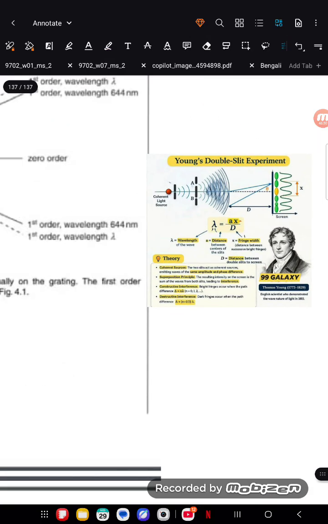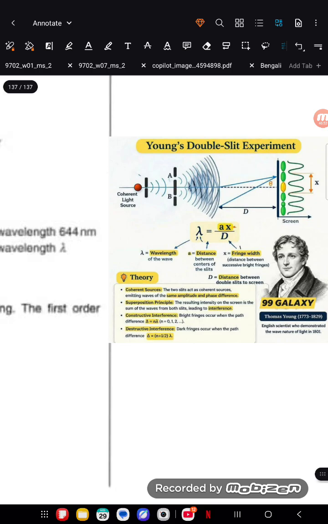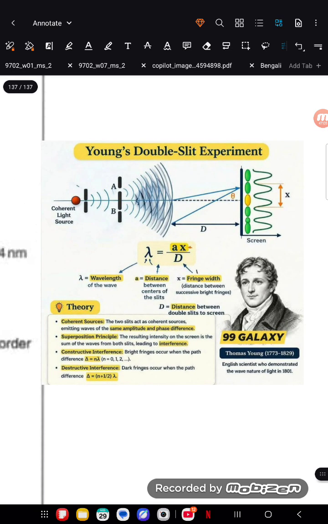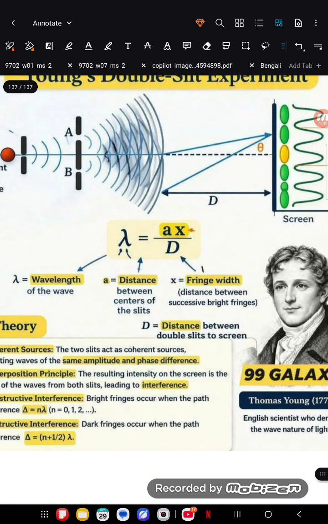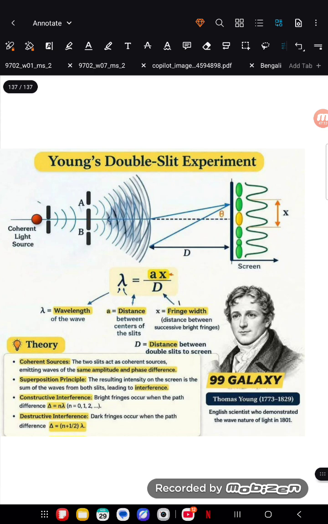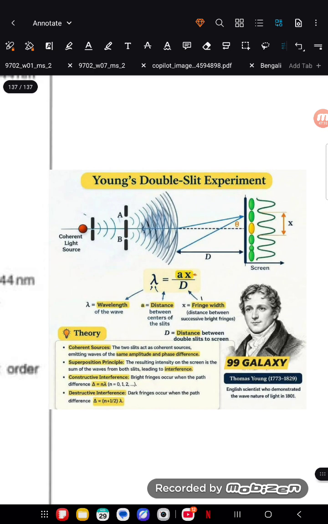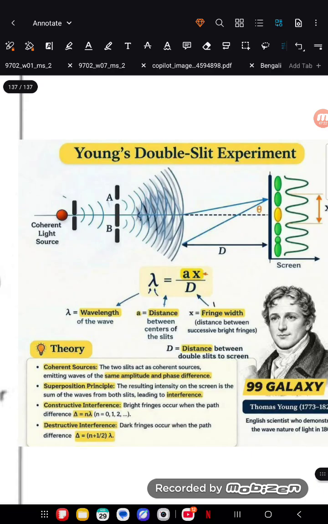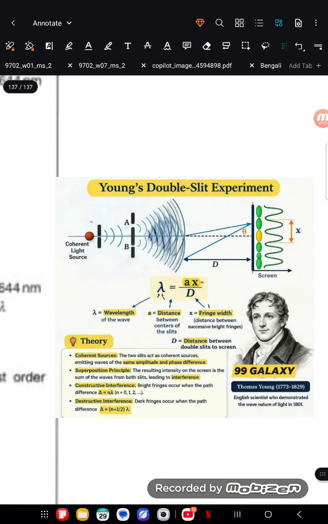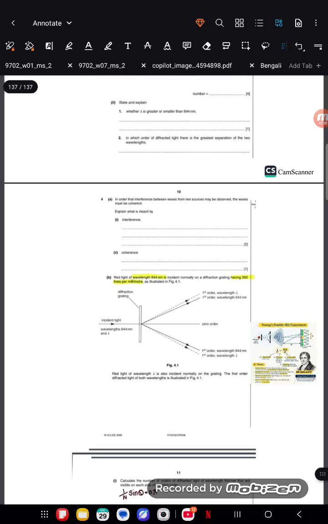So basically there are two formulas. One is this. You have to understand each and everything. Here the wavelength they always give you in nanometer, so you have to change into meter. The x means the distance between two bright fringes, and they will give you this. If they give you millimeter you have to change into meter. If they are asking you for one thing, they will give you three things, something like that.